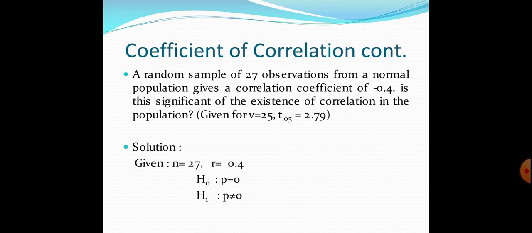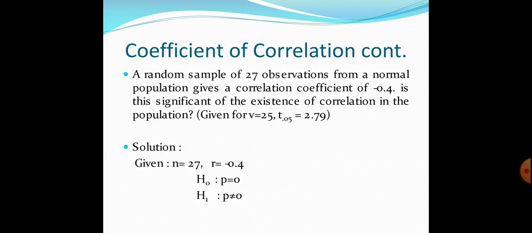Now let's elaborate it with the help of an example. A random sample of 27 observations; since the number is less than 30, we have to apply the small sample test. 27 observations from a normal population give a correlation coefficient of negative 0.4. Is this significant of the existence of correlation in the population, given the value of t at the 5% level of significance?